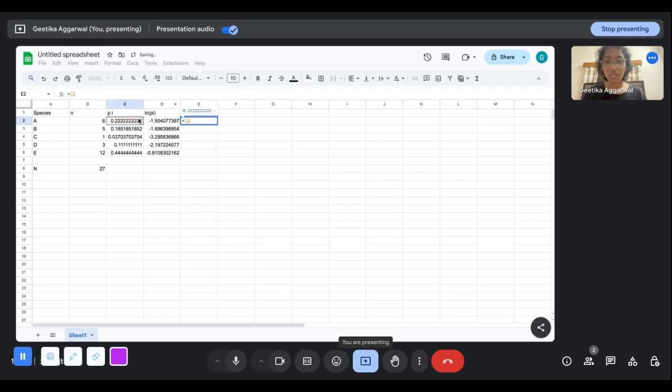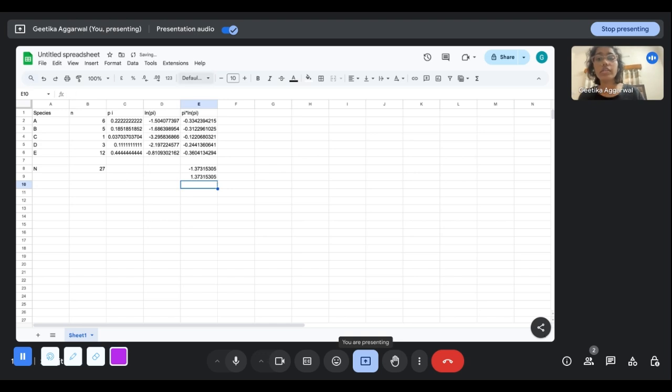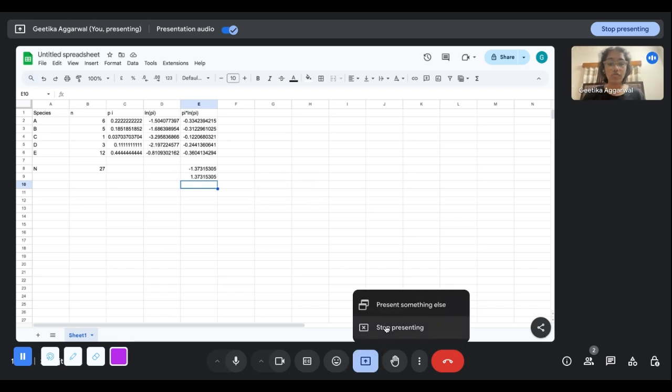So it is equal to this multiplied by this, and this is what you will get. And your answer here will be the negative of this number. So 1.37. That will be your Shannon diversity index for the area A, right? So I hope that was easy for you guys to follow, and we'll get back to our slides now.